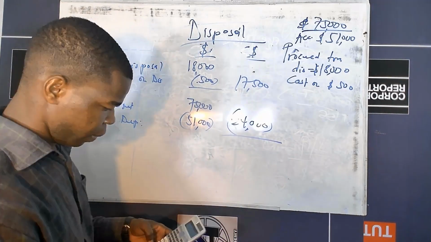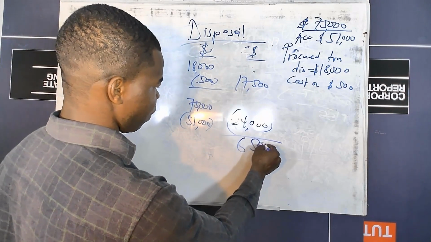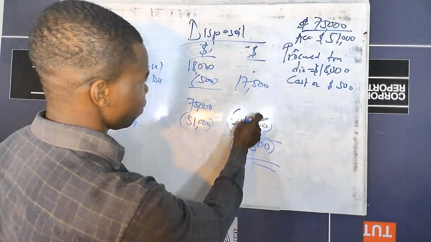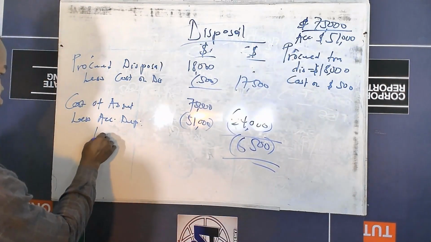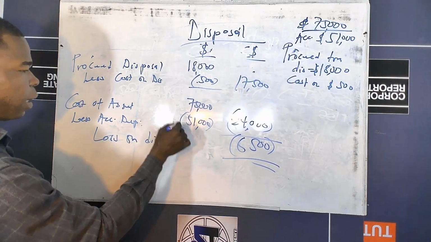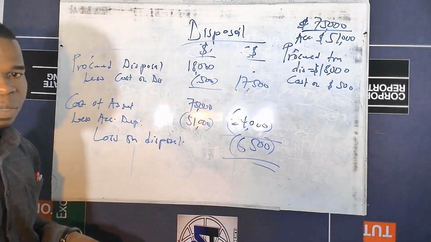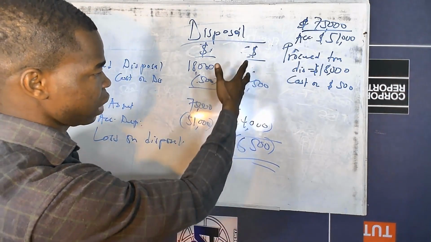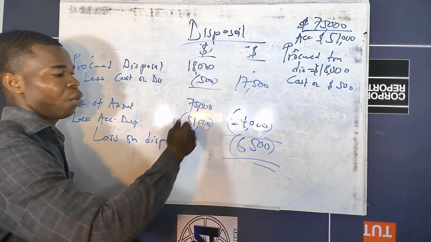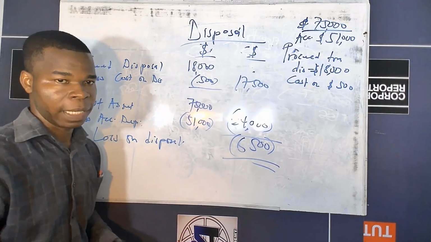So let's take. This is going to give us 6,500, which is in bracket. So this is bigger than this. So this is going to be loss on disposal. So these are two forms. You see that we have gotten the same 6,500 that we had in the T account. So these are two ways that we can account for gain or loss on disposal. So assuming this place was bigger than here, then it would have been a gain.